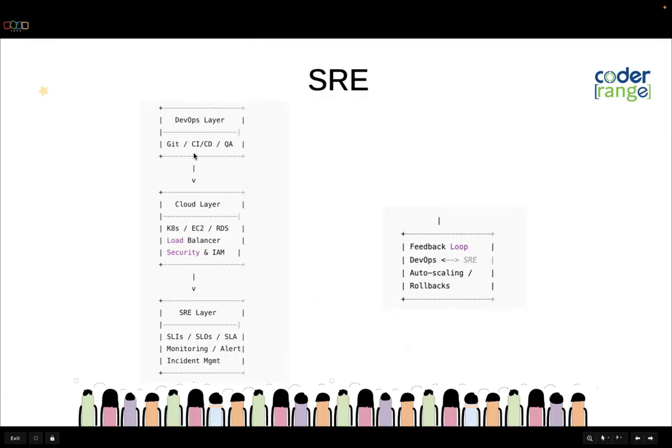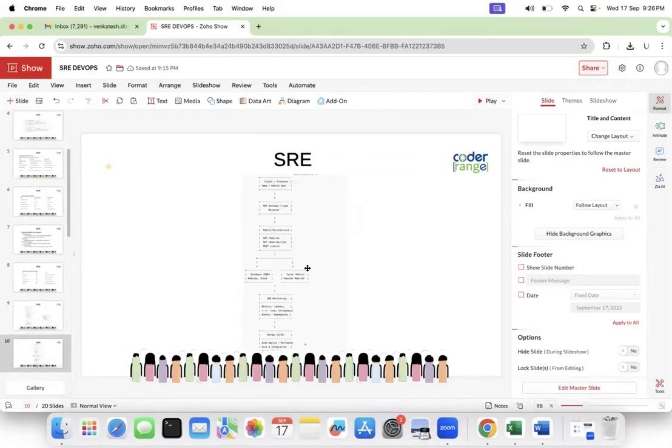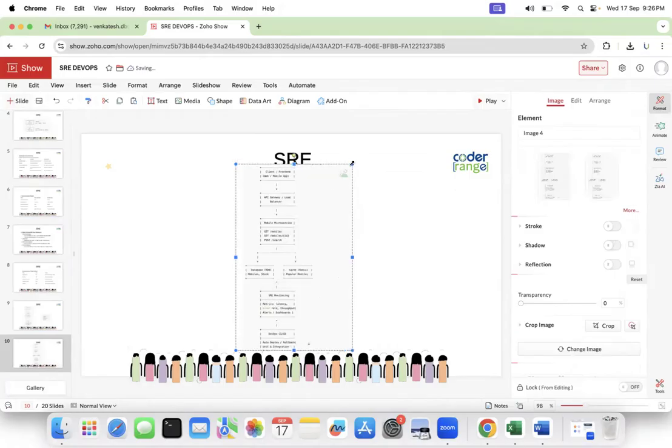If you see how the SRE role fits, there is a DevOps role, which is connected to the cloud, and there is an SRE layer. This is how organizations keep it. After connecting to the cloud, they add SRE, which will monitor, alert, and handle incident management. They have SLIs and SLOs, and then a feedback loop to the DevOps team, cloud team, or development team. Rollback happens. Some of you would ask about this basic architecture, so I'll put it across, a little bigger and bolder.